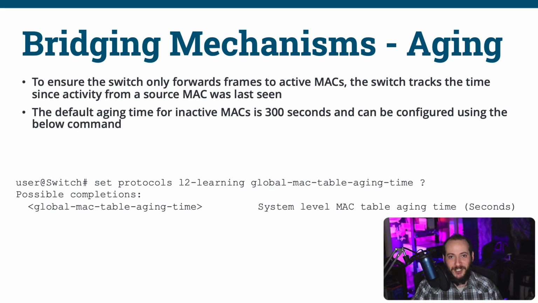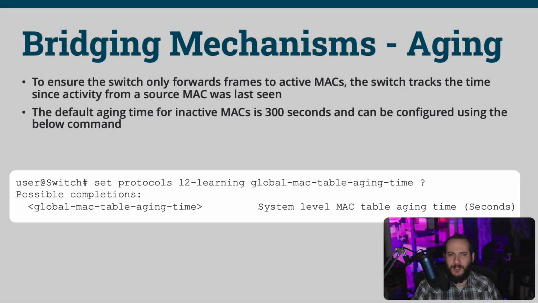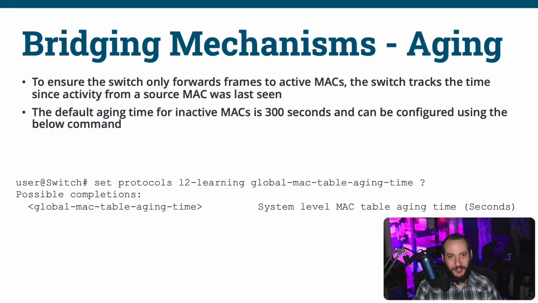This default aging time may be changed and configured by the network administrator using this command. Note that this command will affect the global bridging table aging mechanism, rather than some subset of interfaces or VLANs. Now that we've reviewed all of the bridging mechanisms at play, let's work an exercise to put our new skills into practice.